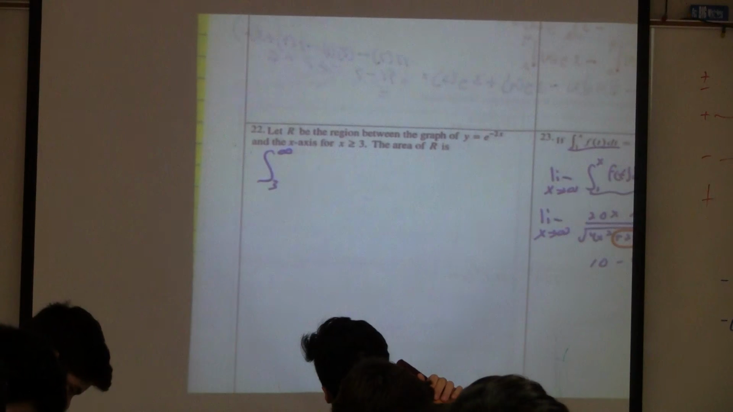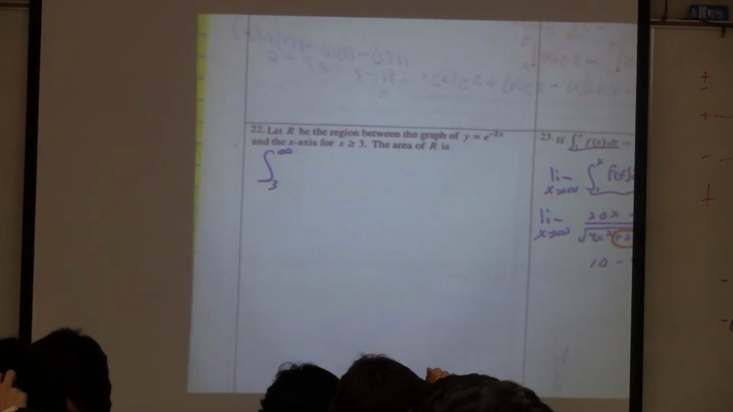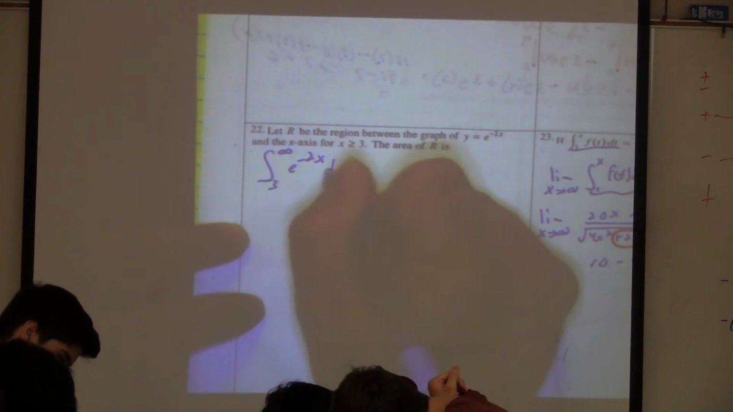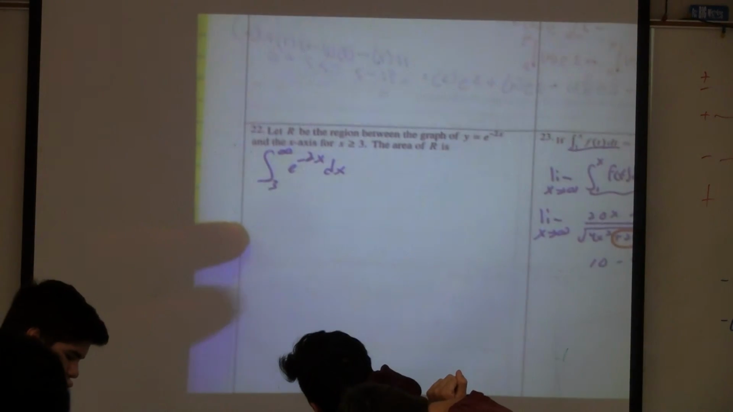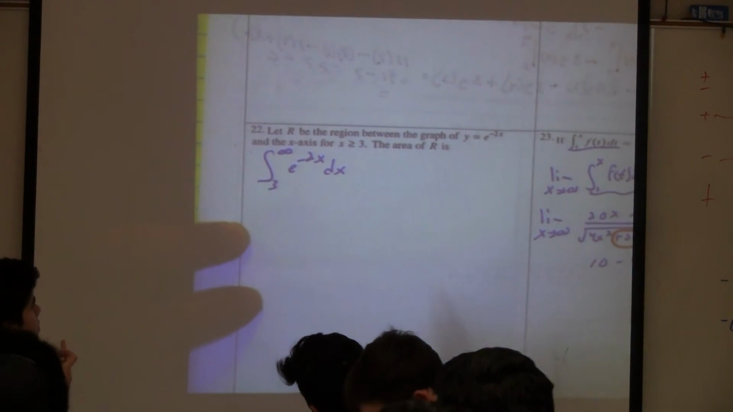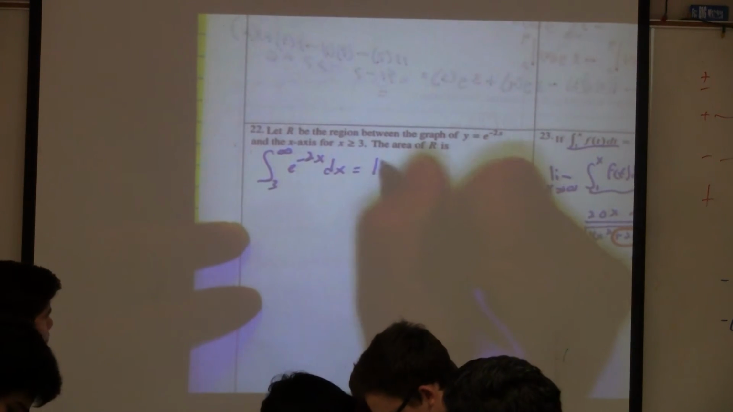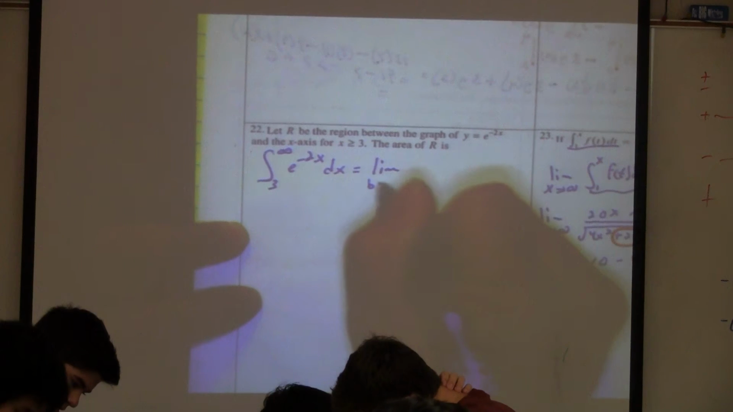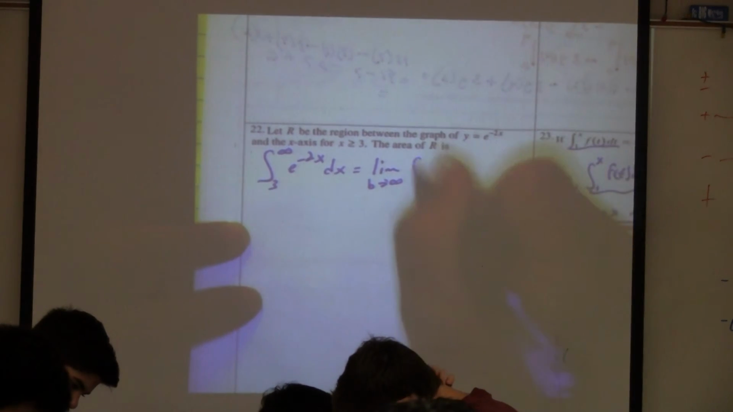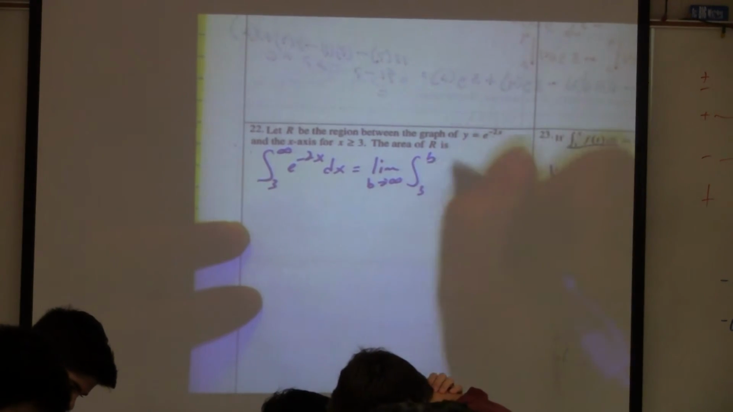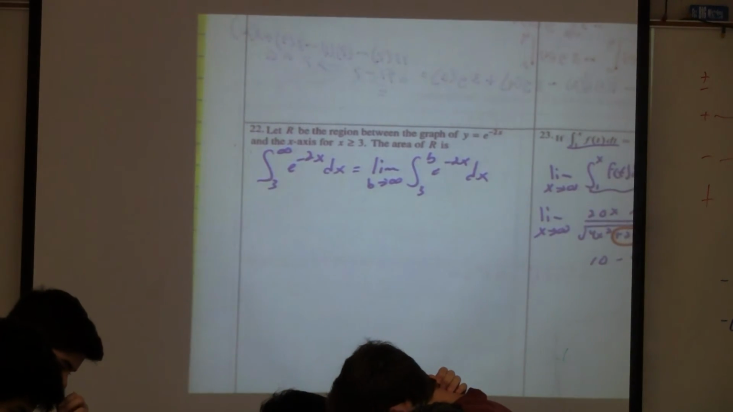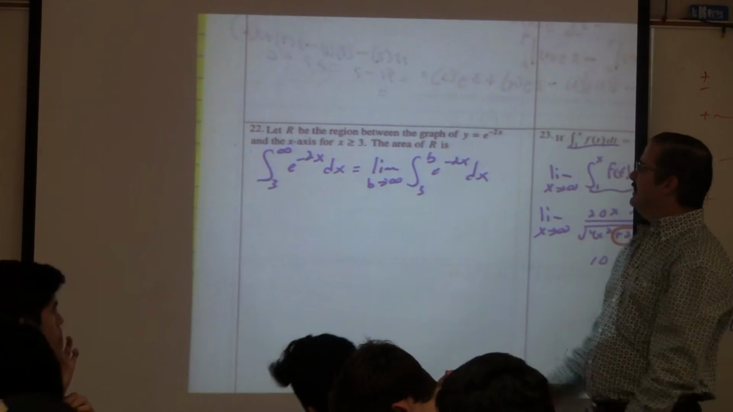Very good. The integral of what? E to the negative 2x dx, right? So how do we handle this guy? We write him as a limit, right? So it's the limit as what? B approaches infinity of the integral from 3 to b of e to the negative 2x dx. Good? Alright, so now we need to integrate him.